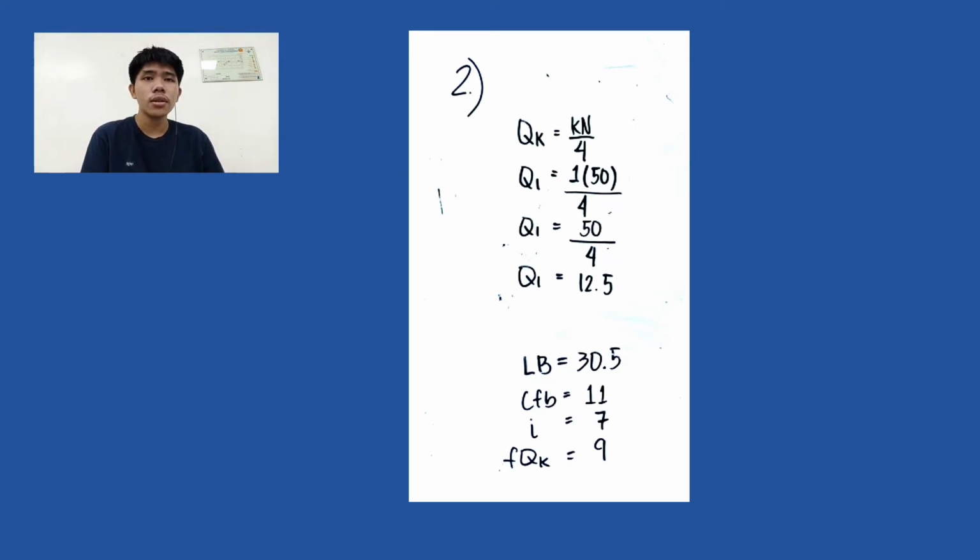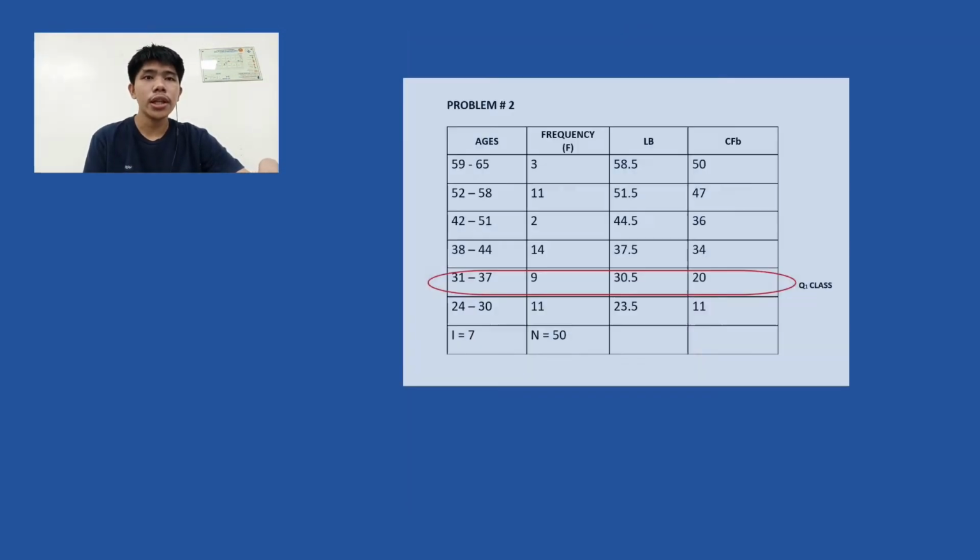So Q1 or Q sub 1 is equal to 1 times 50 over 4. Q sub 1 is equal to 50 over 4. Now, 50 divided by 4 will give us 12.5. So our Q1 is equal to 12.5. After that, we will locate 12.5 within our table.